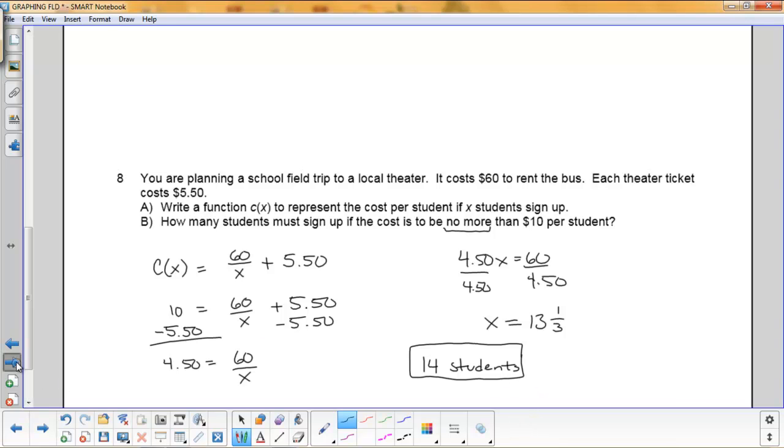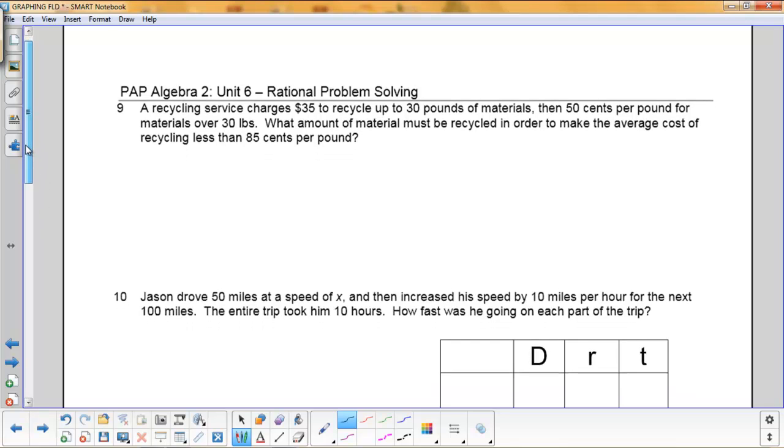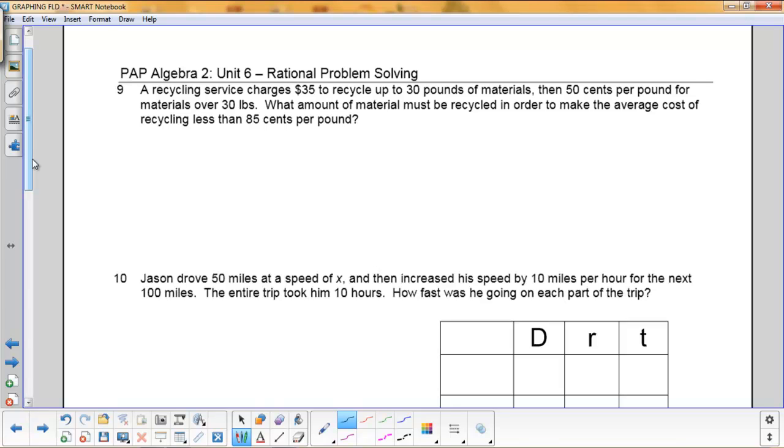Okay? All right. I'm going to take a look at question number 9. Question number 9 is exactly like question number 8. It just is referring to a different style of problem. So you're going to want to take a look at that and figure out where your x value is going to go. And the hint I want to give you is average cost. And remember, average cost you always divide by the total amount that there is. Okay? So think about that when you're setting up your ratio and trying to solve this problem on your own.